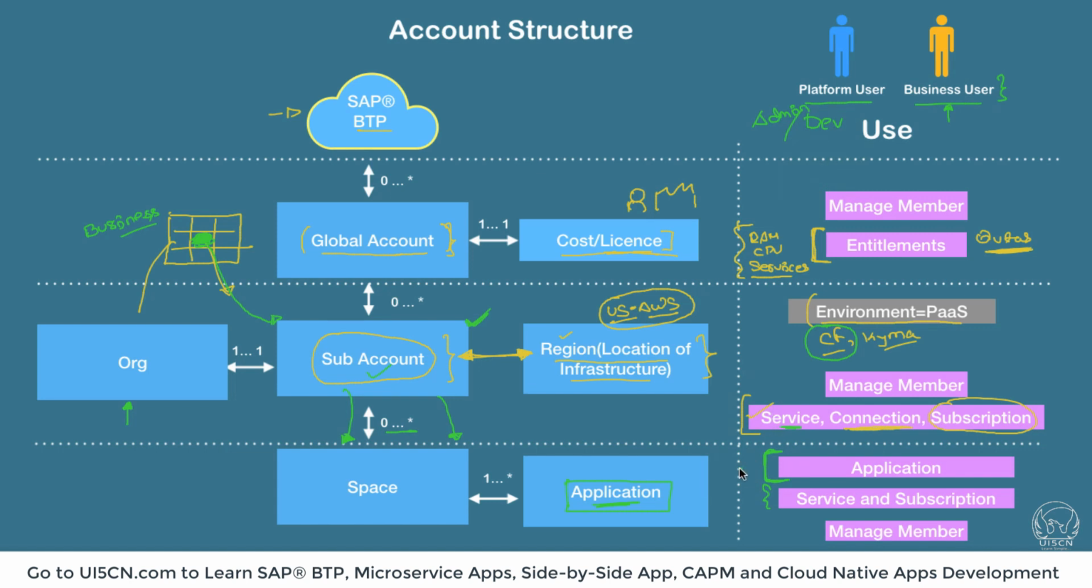You can assign developers who are doing work on a specific project at the space level. You can assign admins at the sub account level, and you can also manage main admins who are responsible for the entire platform administration at the global account level as well. And it is always advisable to have at least two admins. One is the main and one can act as a backup. So that is what we have when we talk about the account structure.